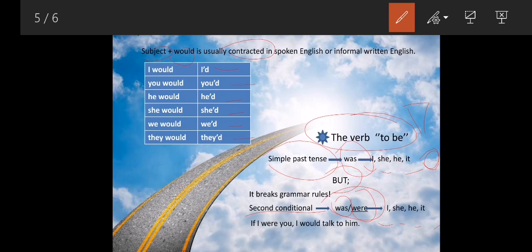Both of them are grammatically correct, but actually, in second conditional, we prefer were instead of was with those pronouns. Okay? For example, if I were you, I would talk to him. If I were you, okay? If she were me, if he were me, okay?